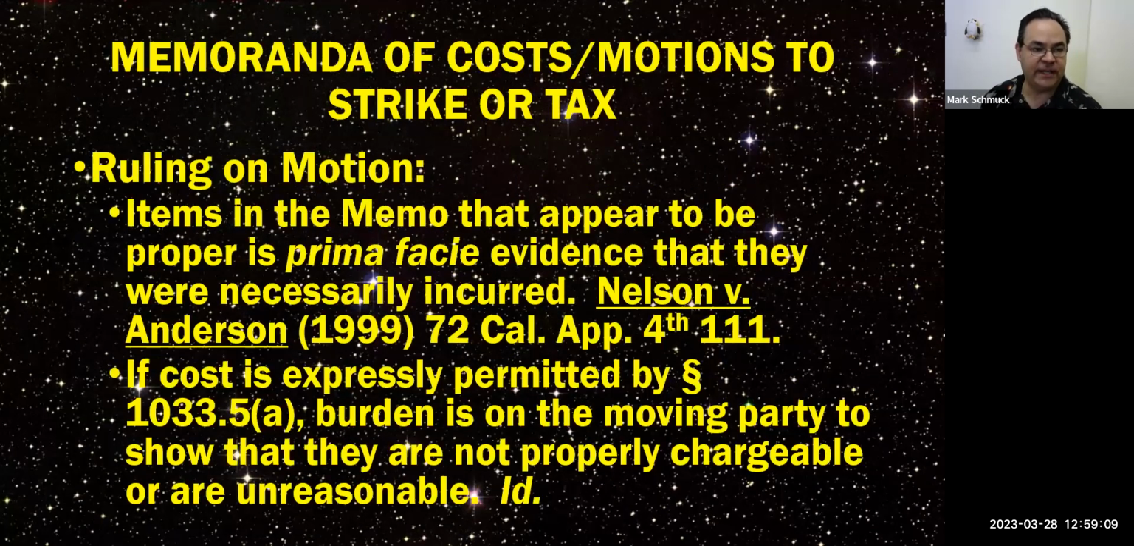Ruling on a motion to tax, items in the memorandum that appear to be proper are prima facie evidence that they were necessarily incurred. Remember what I said earlier, memorandum of costs is signed under penalty of perjury, usually by counsel. And so that becomes prima facie evidence that the cost is reasonably incurred. If the cost is expressly permitted by CCP 1033.5A, the burden is on the moving party to show that they are not properly chargeable or that they are unreasonable.